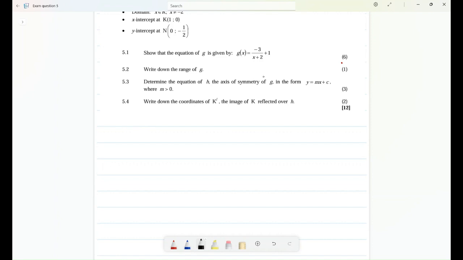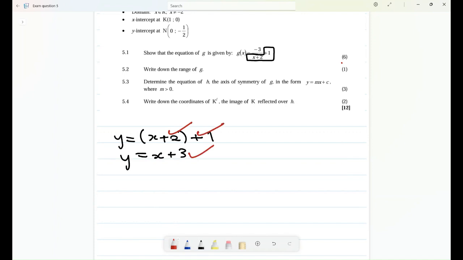So how do I find the axis of symmetry? Remember I said you take this from the previous videos. You say y is equal to, if they want the positive gradient, you just take x plus 2 as it is inside the bracket. Then you say plus 1. What is this? This is x plus 2 plus 1, which is x plus 3. You are done. 3 marks for the value of P and Q.